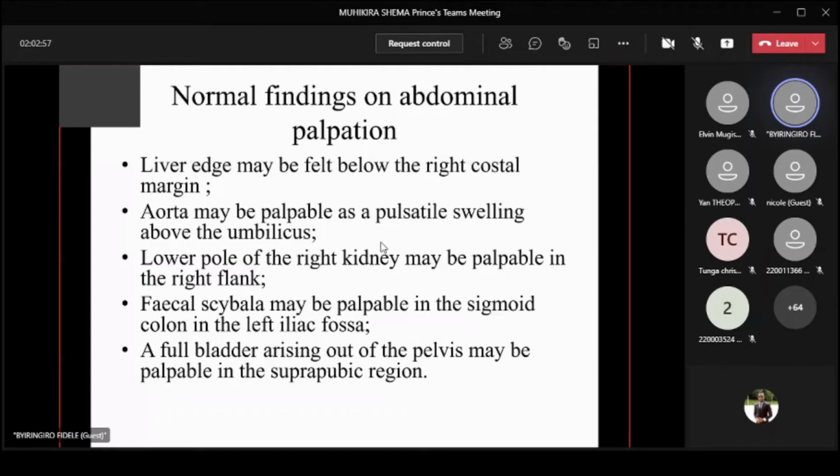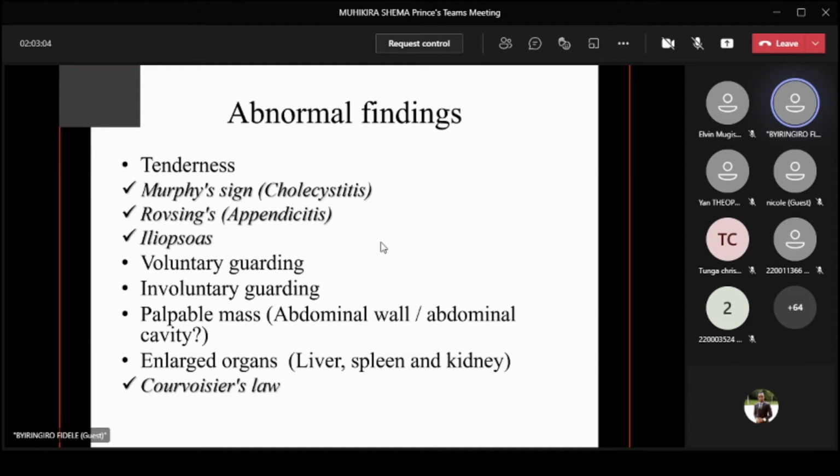So some abnormal findings that you need to know, and these are going to be questions in the exam: what is a Murphy sign, what is a Rovsing sign, and what is the iliopsoas sign? These are tenderness on palpation. The Murphy sign is tenderness at the right hypochondrium when you ask the patient to take a deep inspiration, and this is in favor of cholecystitis. The Rovsing sign is tenderness on deep palpation of the left iliac fossa with abrupt release, and pain is felt in the right iliac fossa. Iliopsoas sign is pain on flexion of the thigh to the abdomen, and this is in favor of appendicitis.